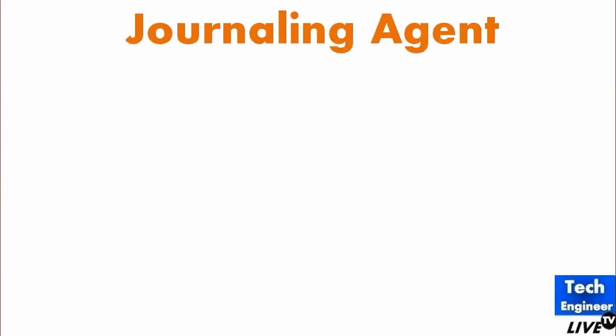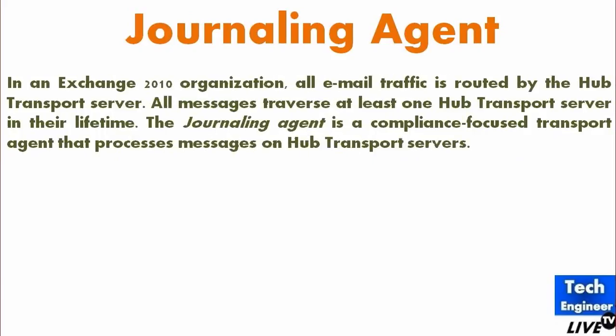Now, the thing which you're going to understand is the journaling agent. In an Exchange 2010 organization, all email traffic is routed by the Hub Transport server, and because of that, whenever you send or receive a mail, it will go through the Hub Transport server at least once. It means all messages transport through at least one Hub Transport in their lifetime. The journaling agent is a compliance-focused transport agent that processes messages on the Hub Transport server.